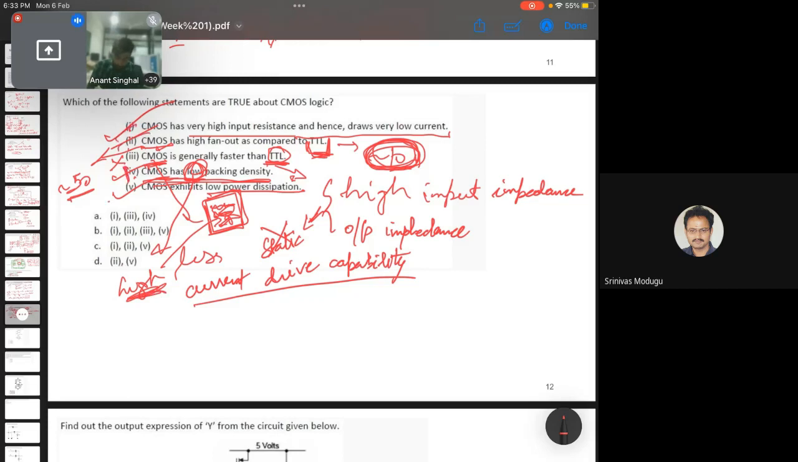Only first, second, and fifth are correct. So the correct answer to this question is option C. Is there any doubt in this question?